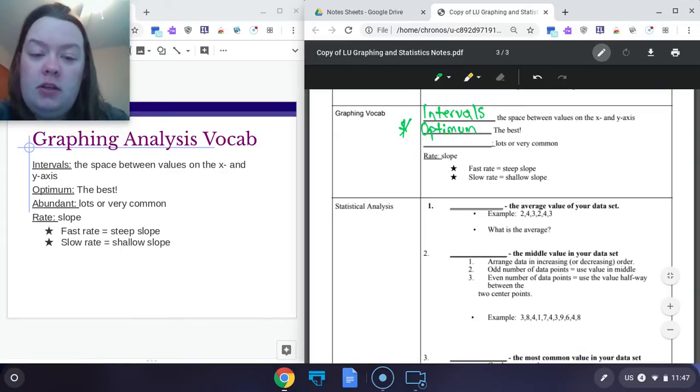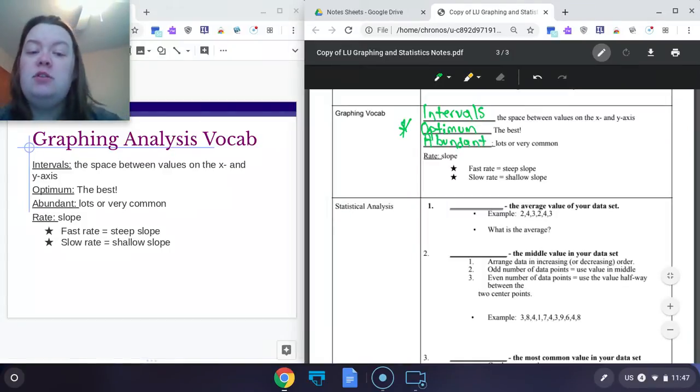Another word that you might hear is abundant. Abundant just means there's a lot of it. It's really common. So, for instance, you could say there was an abundance of water, lots and lots of water. Another word that you might hear is rate or slope. And that's just referring to how fast or how slow your graph increases.